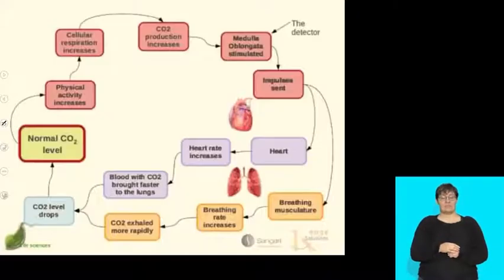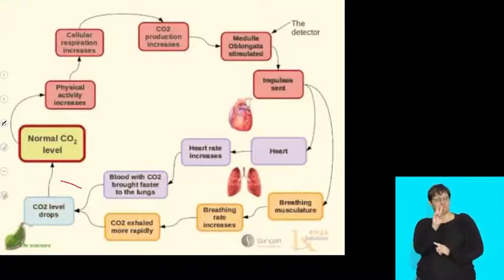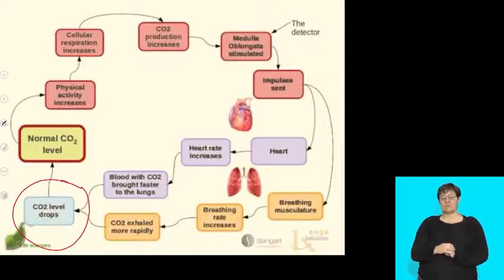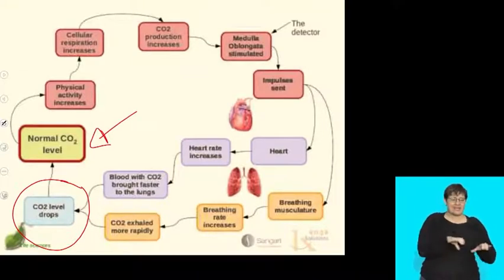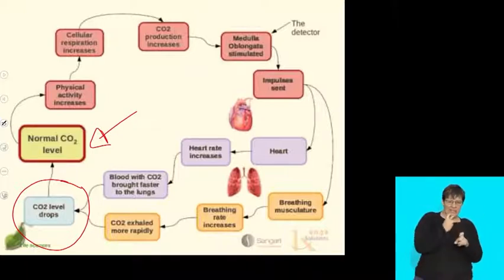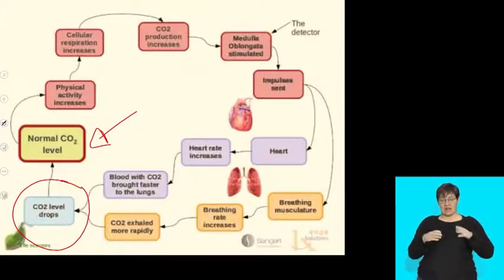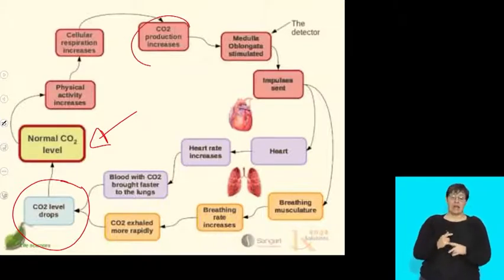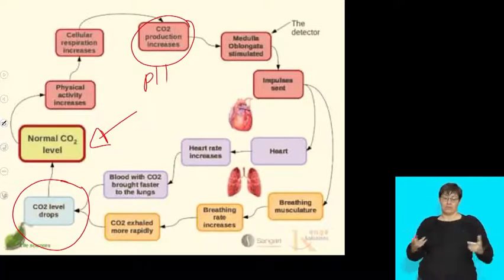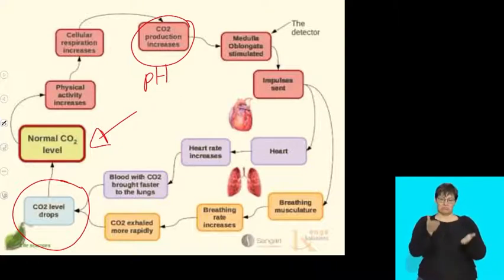I've put in a simple diagram. I drew it on the board last time, but very simply, what we need to look at is that the carbon dioxide levels are going to drop. But when we start to exercise, or do anything quite strenuous, cellular respiration goes into overdrive and a lot of carbon dioxide is produced. And as we said, it interferes with the pH. So we need to make a plan.